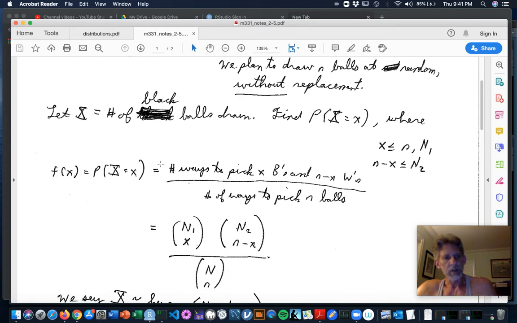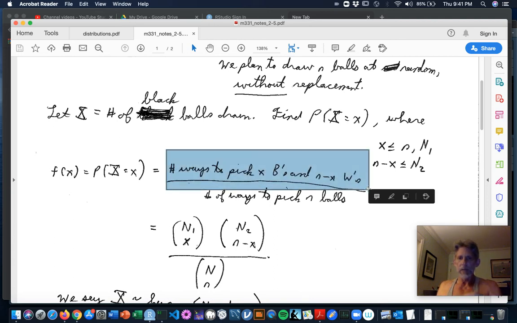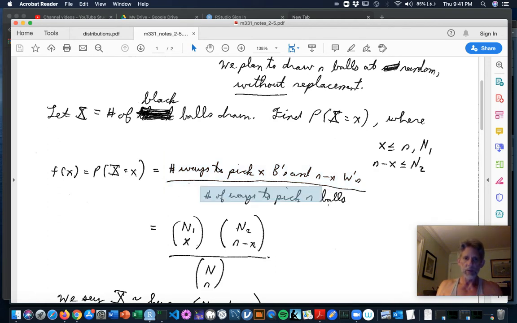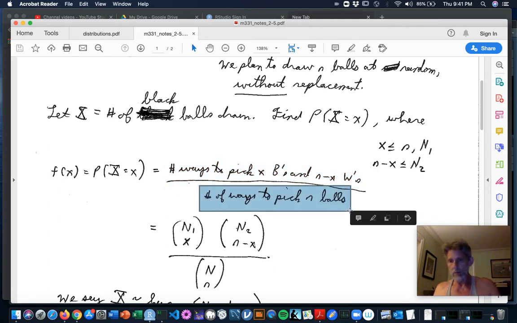So what is it? Well, because you're drawing randomly, all orderings of n black and white balls are equally likely. So all we need to do is count up the number of ways to pick x black balls and n minus x white balls and divide that by the number of ways to pick any n balls.